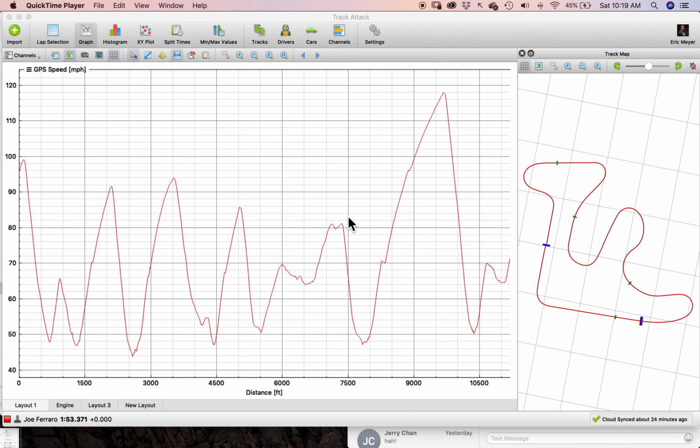Should help you learn GSum, or in Track Attack speak, it's called total acceleration. It's the same thing, very similar to the apex score, which is different, but it's kind of the same. So let's get started. We're going to work up to this.